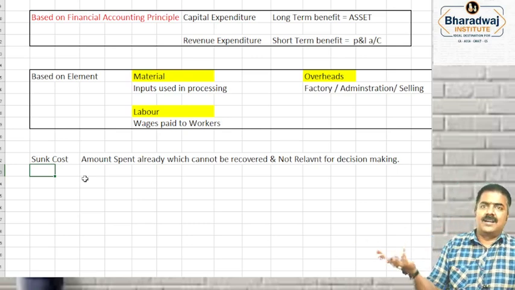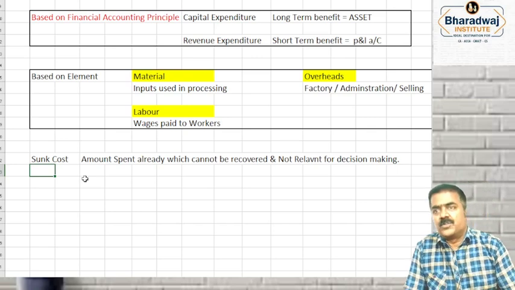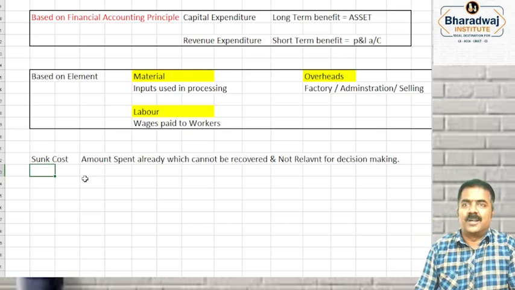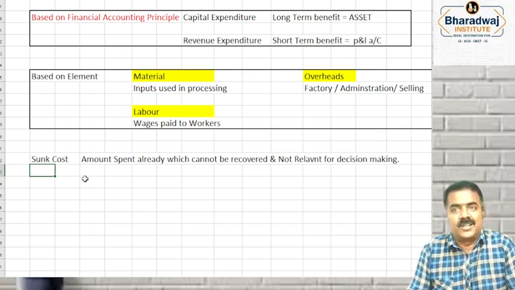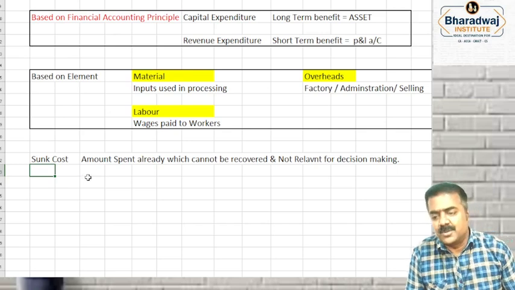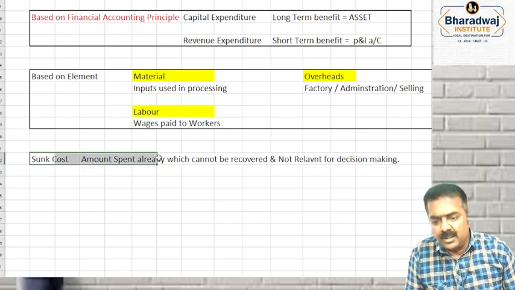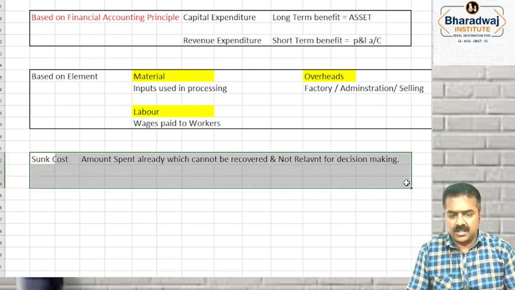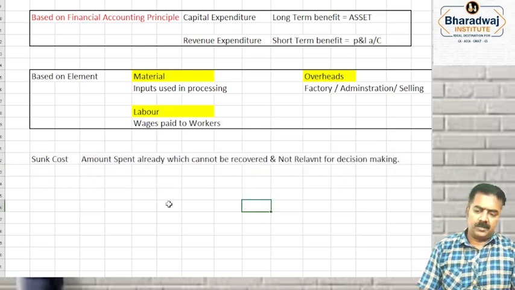So R&D cost is more like a sunk cost. You purchased a mobile for 50,000. Whether you use the mobile or throw the mobile, 50,000 spent is spent. Can you recover? You cannot recover. That is called sunk cost. Amount spent already, which cannot be recovered. That is not relevant for the decision making process.